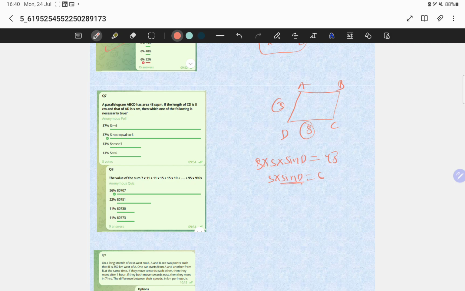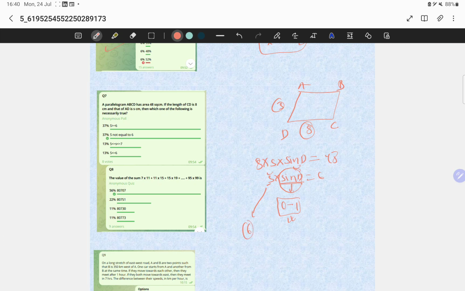Now see, sin D, the value of this will for sure always be from 0 to 1. I'm not taking negative values because then it won't be a parallelogram in that case. So this will always be from 0 to 1. Okay, so in that case, if it is 1, then S can be 6.